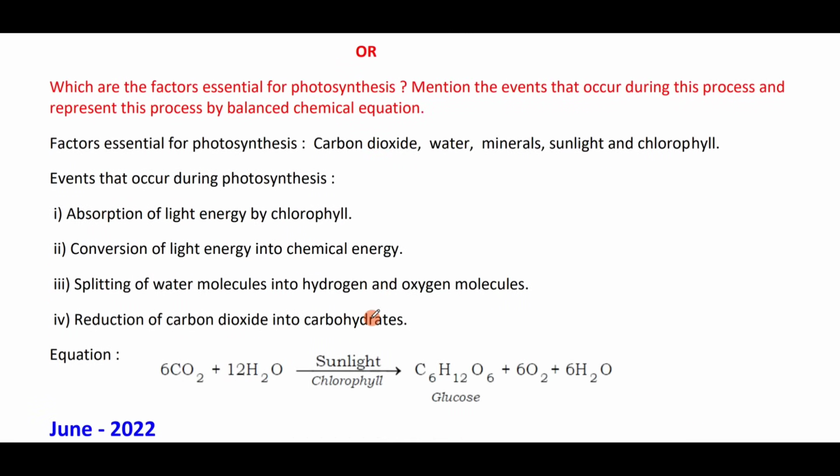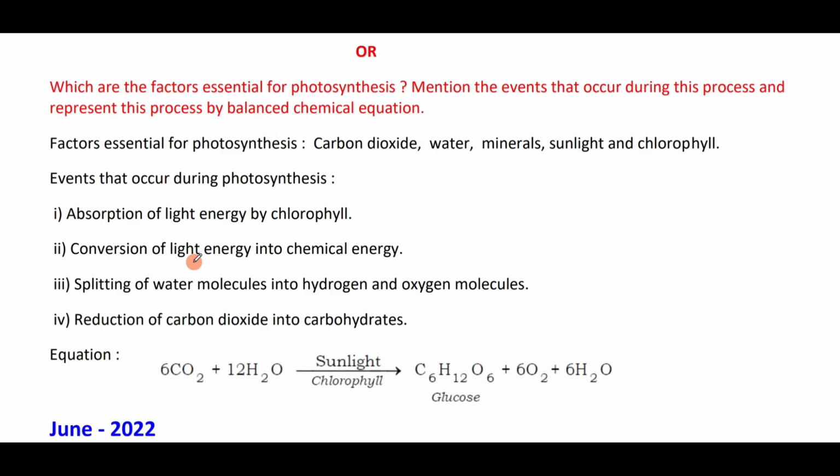Next, what are the factors essential for photosynthesis? Mention the events that occur during this process and represent this process by a balanced chemical equation. What are the factors that are essential for photosynthesis? Carbon dioxide, water, minerals, sunlight and chlorophyll.